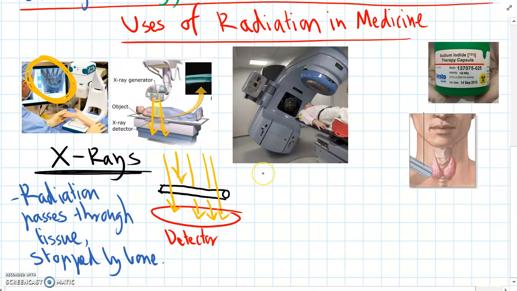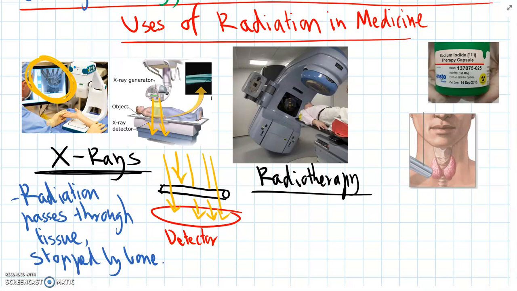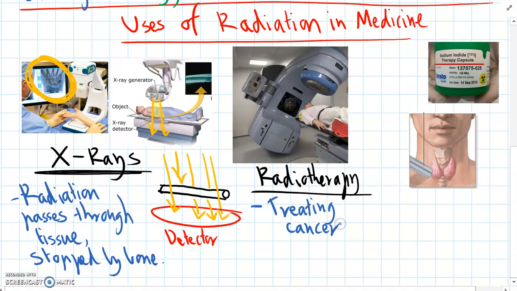Another type of radiation that's helpful is radiotherapy. And this is for treating cancers. It's a really invasive treatment, so it does a lot of damage to people. There are a lot of side effects, but it can be helpful for treating cancer. And we're getting better at making safer technologies, safer versions of it.